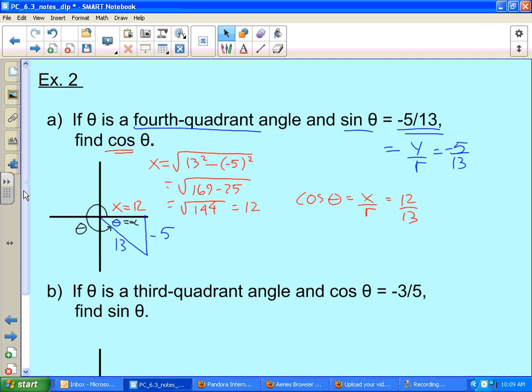What do you think sine is in quadrant 4? Negative again, because it's still below in the negative y world. So yeah, there we go. We're going to start making these connections.